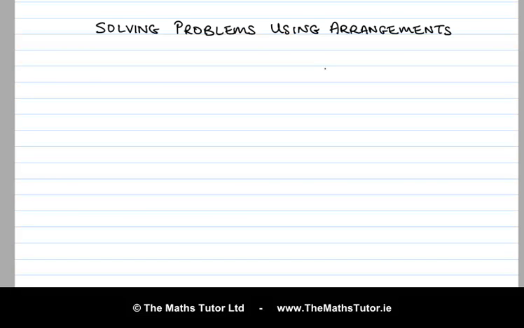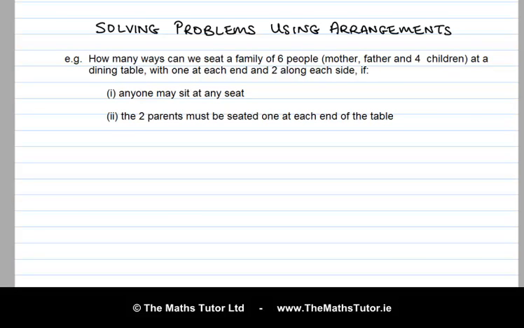Some real-life situations are examples of using arrangements. For example, how many ways can we seat a family of 6 people, a mother, father and 4 children, at a dining table, with 1 at each end and 2 along each side, if 1. Anyone may sit at any seat, or 2. The 2 parents must be seated 1 at each end of the table.